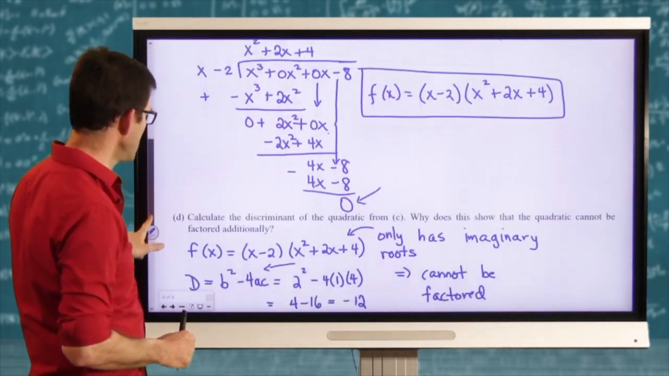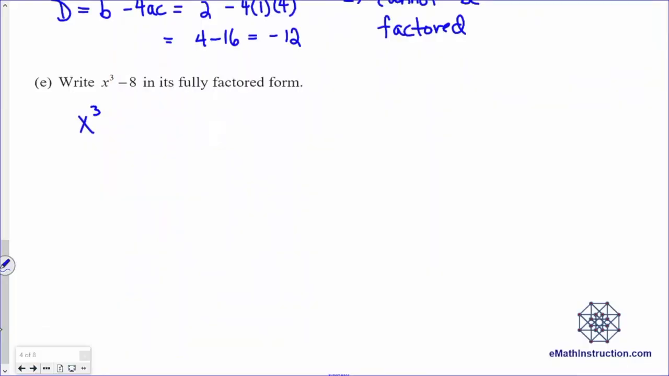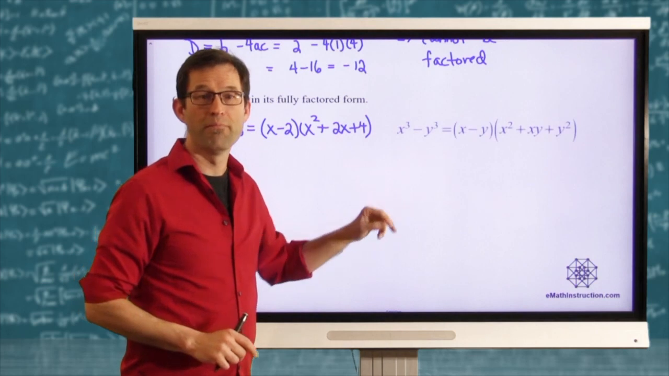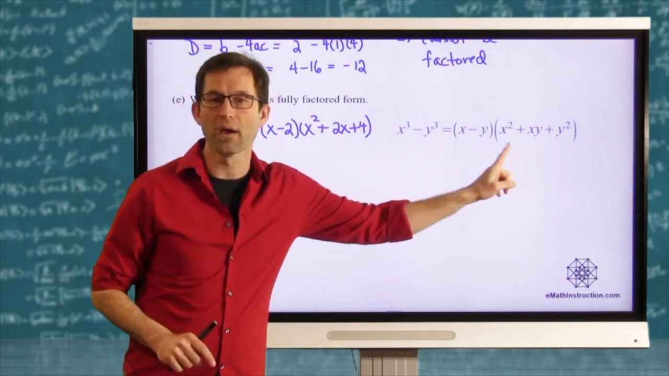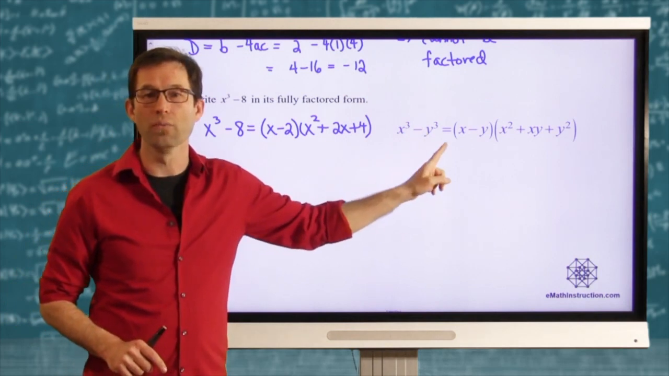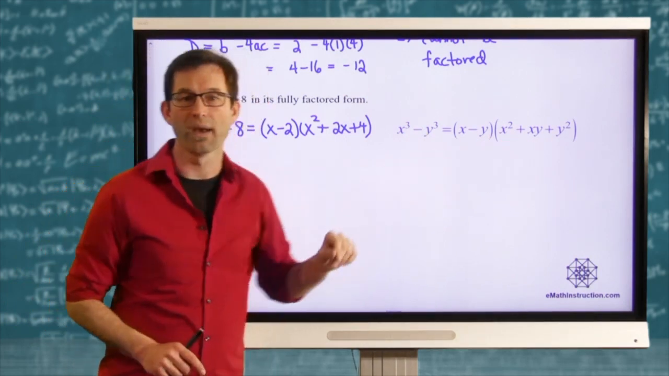Now let's just kind of really nail down what we have. What we can now say is that x cubed minus 8 is equal to x minus 2 times x squared plus 2x plus 4. All right? And it's been a little while since we saw them, but remember, this was that pattern that we had for the difference of perfect cubes. x cubed minus y cubed is x minus y times x squared plus xy plus y squared.